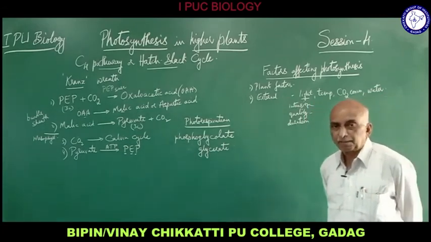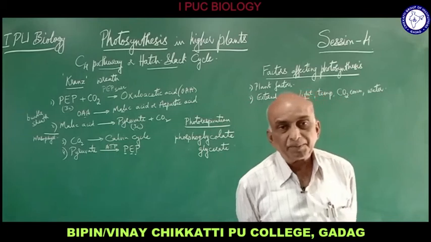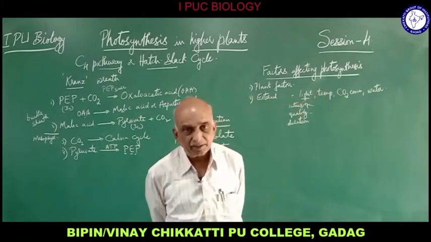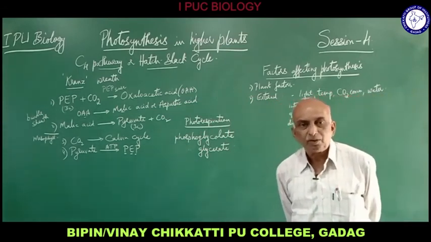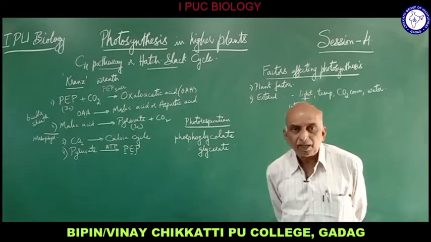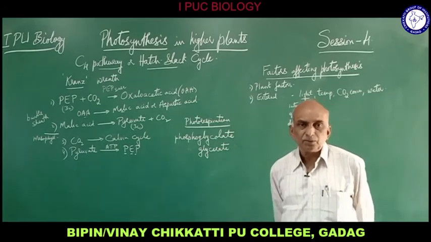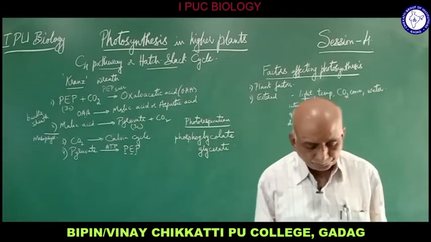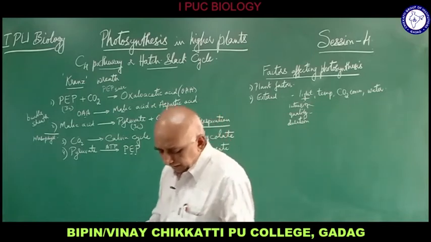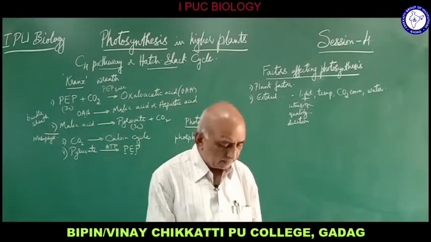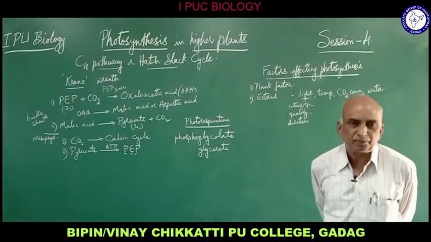Then coming to temperature. Temperature is very important. Optimum temperature is necessary for the functioning of enzymes. Now in the dark reaction, we just mentioned Rubisco. If there is no Rubisco, or if the Rubisco is inactive, RuBP will not combine with CO2. Rubisco is active only under optimum temperature. So temperature is important for plants, and this temperature differs from plants to plants, from area to area, zone to zone.